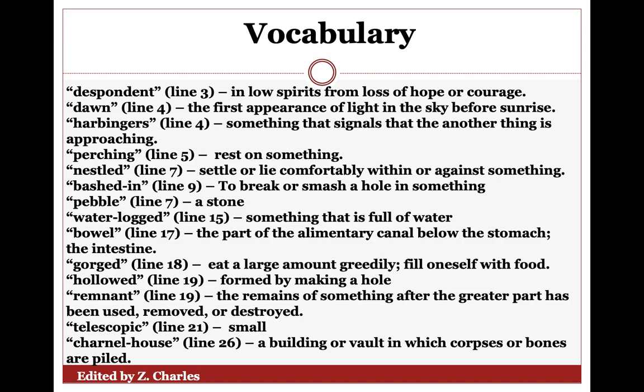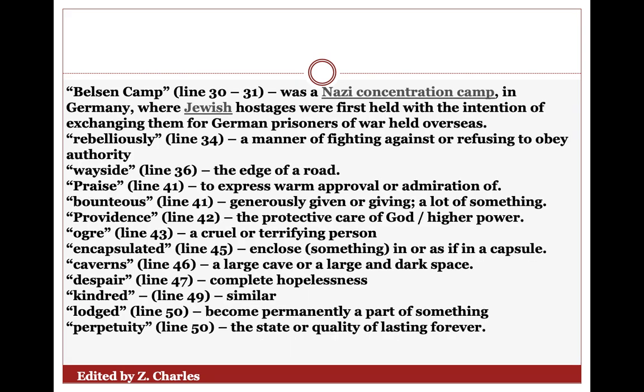Hollowed, line 19, formed by making a hole. And then remnant, also line 19, the remains of something after the greater part has been used, removed, or destroyed. Okay. Telescopic, line 21, refers to something very small. Right? Charnel house, line 26, a building or vault in which corpses or bones are piled.